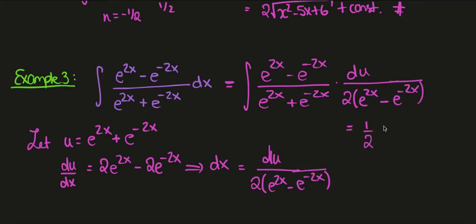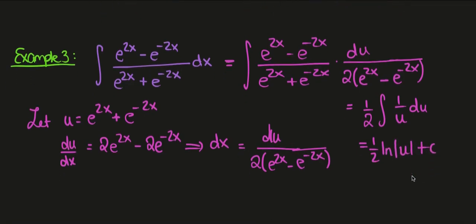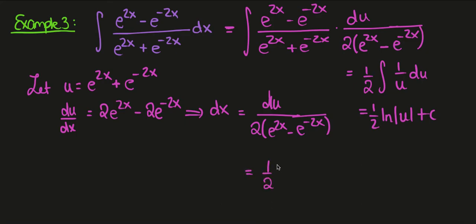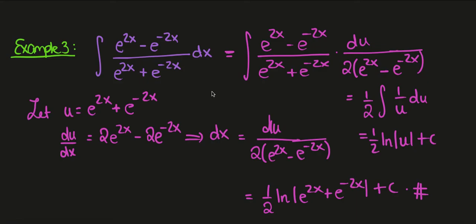But now this is just 1/2 the integral of 1 over u du, which is 1/2 of the natural log of u plus a constant. But that's just 1/2 times the natural log of e to the 2x plus e to the minus 2x plus a constant. So in general you should probably look at the denominator term and try to find the derivative of the denominator inside the numerator, because of the way that this multiplication works.